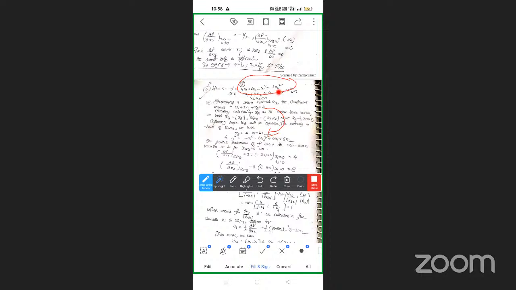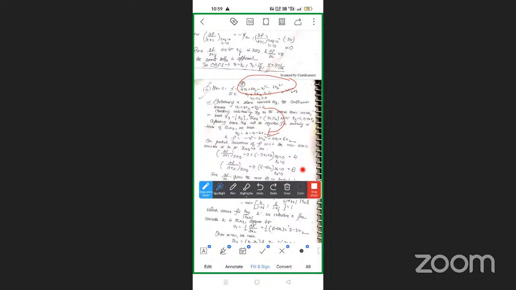Next, so differentiate with respect to x1. F differentiation with respect to x1. So that is 2x1 plus 4 is equals to 4. Next, differentiation with respect to x2. So 6 minus 6x2 is equals to 6.